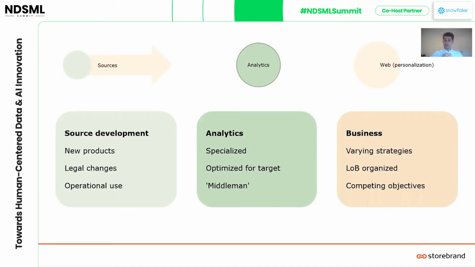And in the middle is analytics that tries to make models that are specialized and optimized for a specific target. But they also have to operate as a middleman, as I said before, as a person that can help figure out what's happening in the sources on the one hand, figure out what's happening on the business side on the other hand, and collect that information and try to weigh off the pros and cons of each of those changes. So analytics is in a bit of a squeeze here, and that puts us in a difficult position.